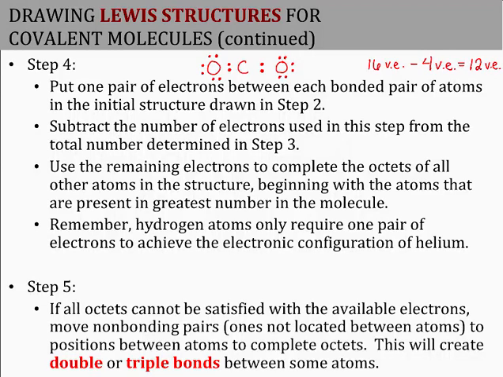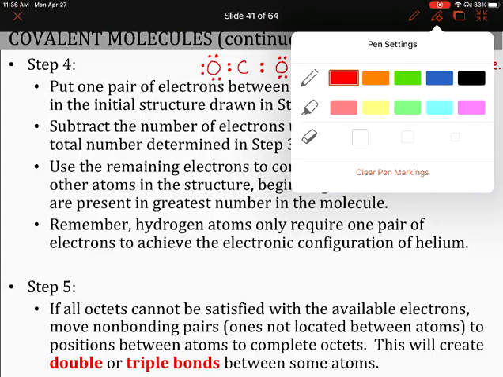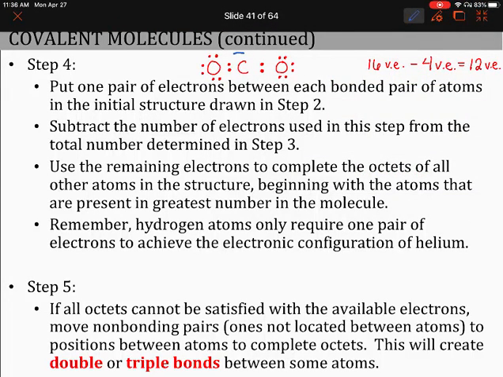electrons, or the non-bonding pairs, to positions between atoms to complete octets. And this will create double or triple bonds. So for instance, in CO2 above, even though both oxygens have 8 electrons, carbon does not. Carbon only has 4. So if we draw kind of a circle around carbon and its shared electrons, there's only 4 there.